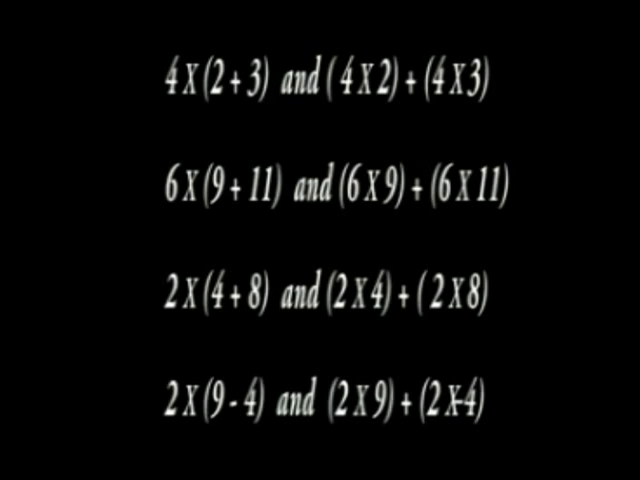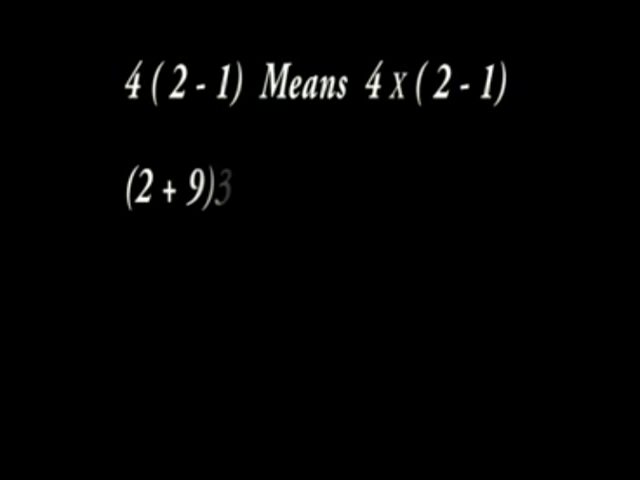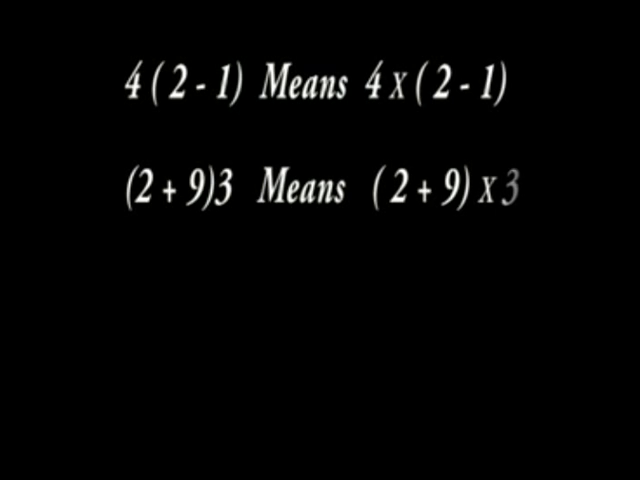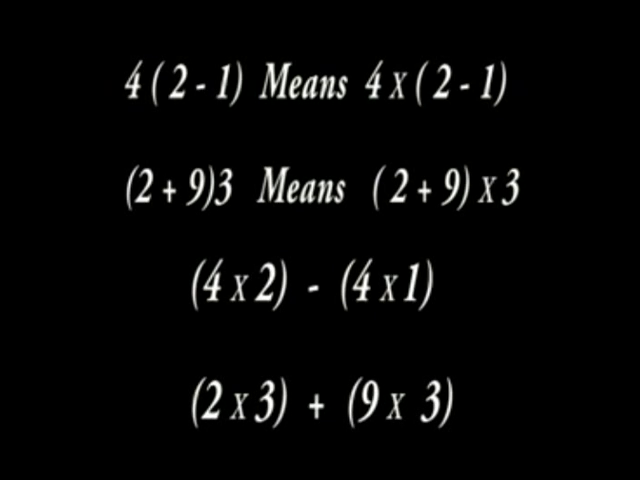For example, 4 into (2 minus 1) means 4 times (2 minus 1). Similarly, (2 plus 9) into 3 means (2 plus 9) times 3. Such can be written as 4 times 2 minus 4 times 1, and (2 times 3) plus (9 times 3).